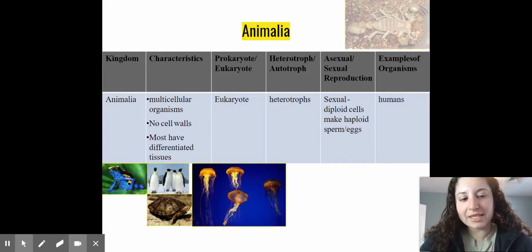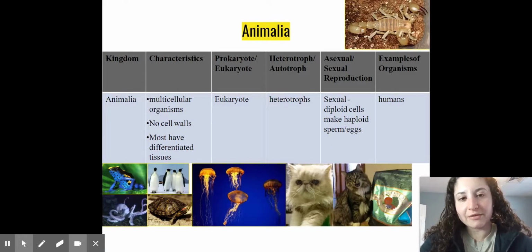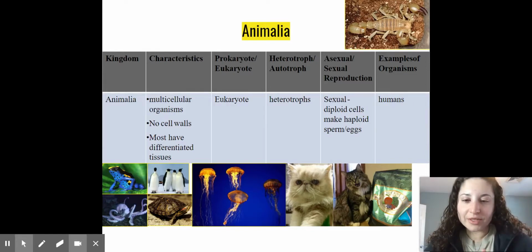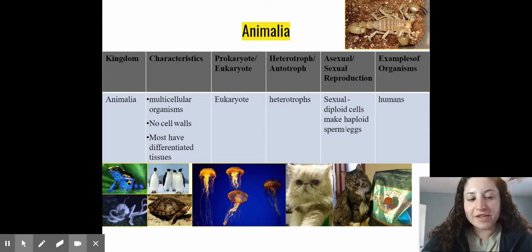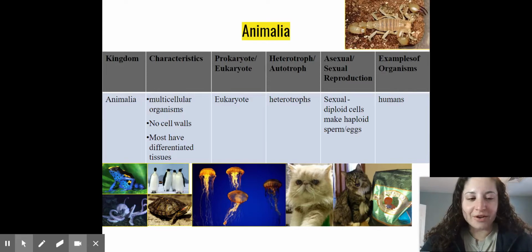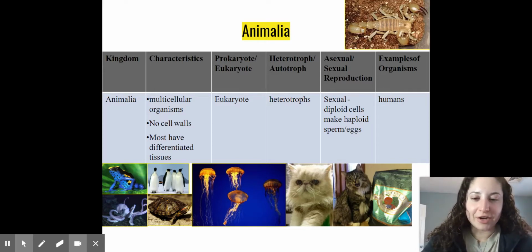And so the last kingdom is the kingdom of animals. This is the kingdom that you belong to. So we are all animals. Our defining feature is that we have differentiated tissues. Basically, we have different organs. So the tissue that makes up our liver is different than the tissue that makes up our brain, which is different than the tissue that makes up our skin, etc.